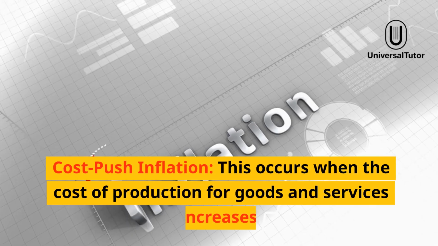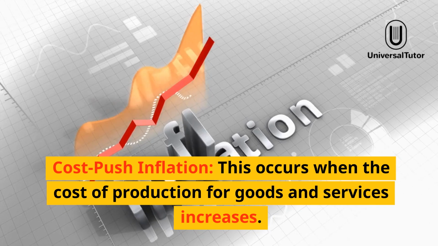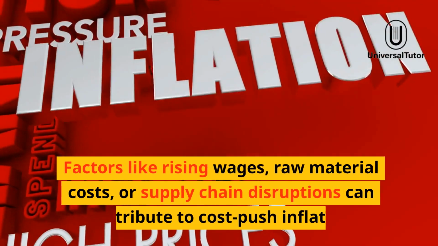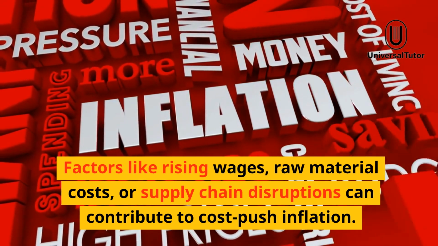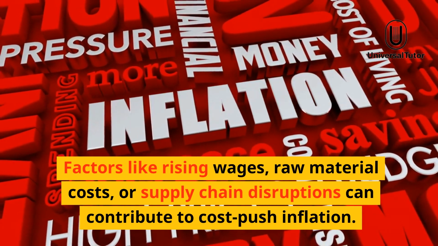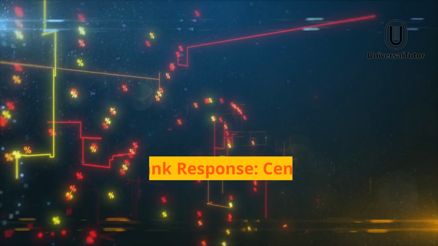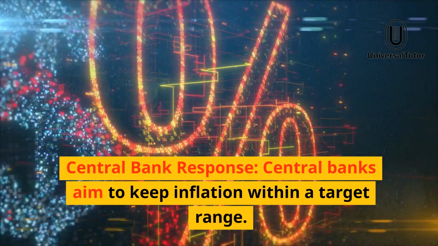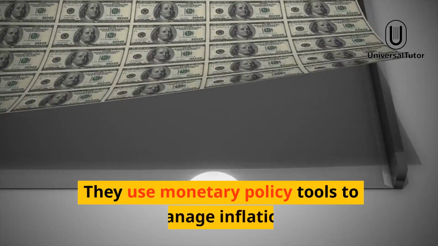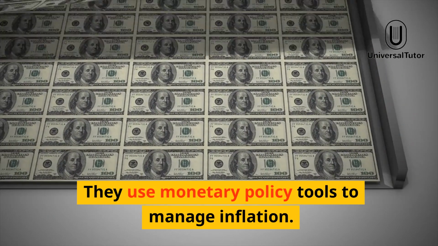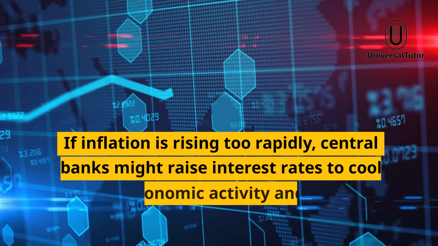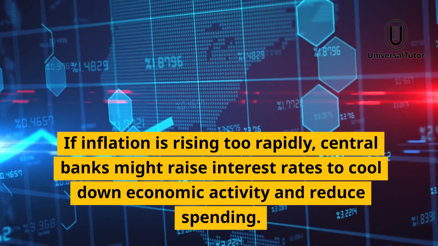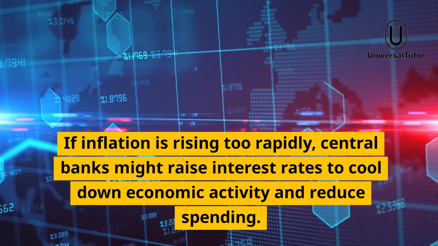Cost push inflation. This occurs when the cost of production for goods and services increases. Factors like rising wages, raw material costs, or supply chain disruptions can contribute to cost push inflation. Central bank response. Central banks aim to keep inflation within a target range. They use monetary policy tools to manage inflation. If inflation is rising too rapidly, central banks might raise interest rates to cool down economic activity and reduce spending.